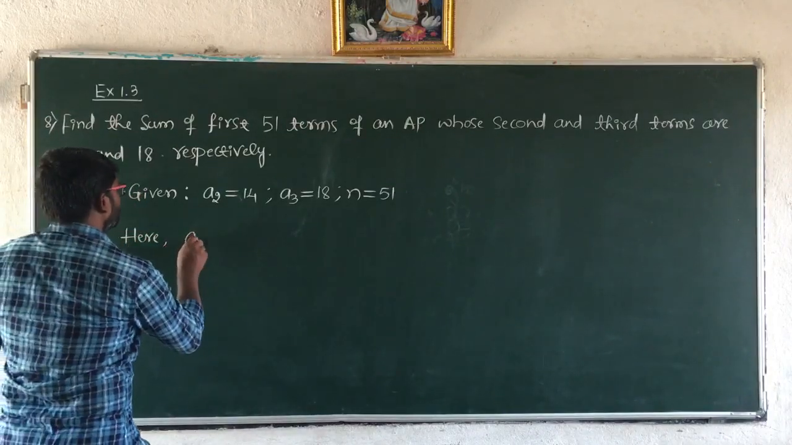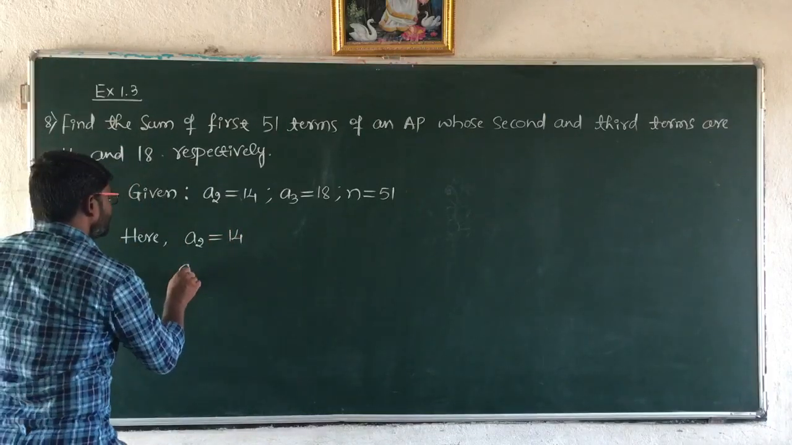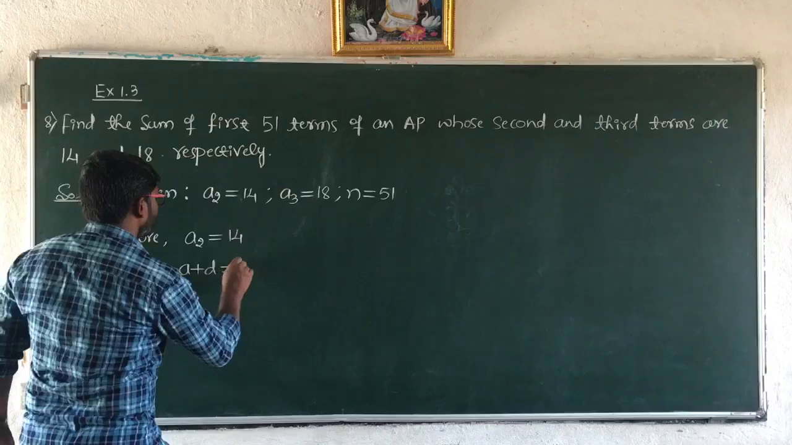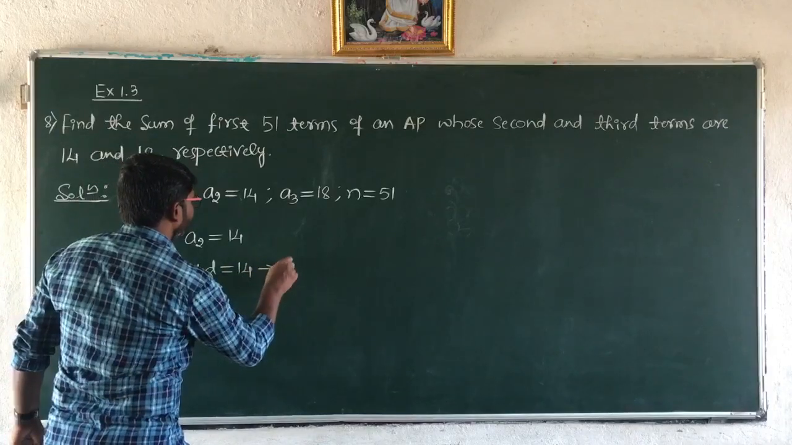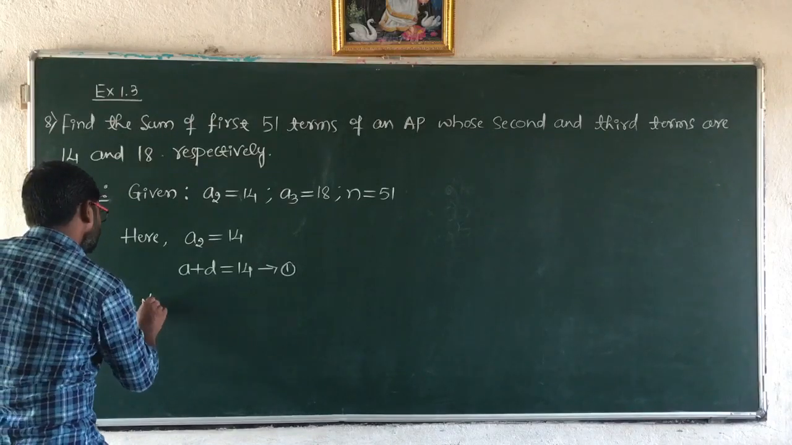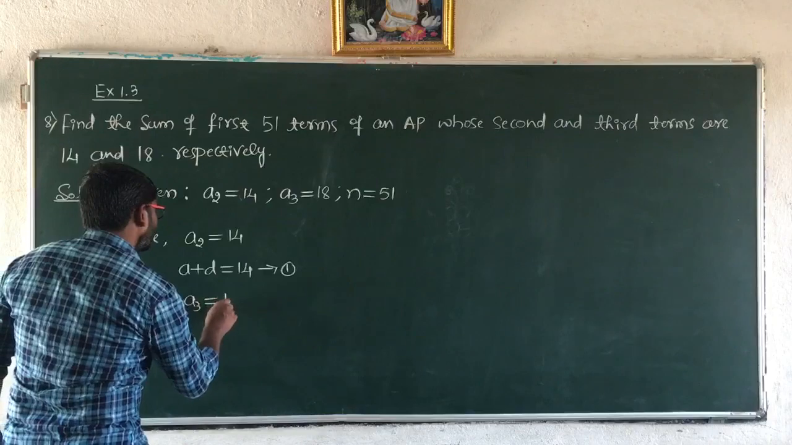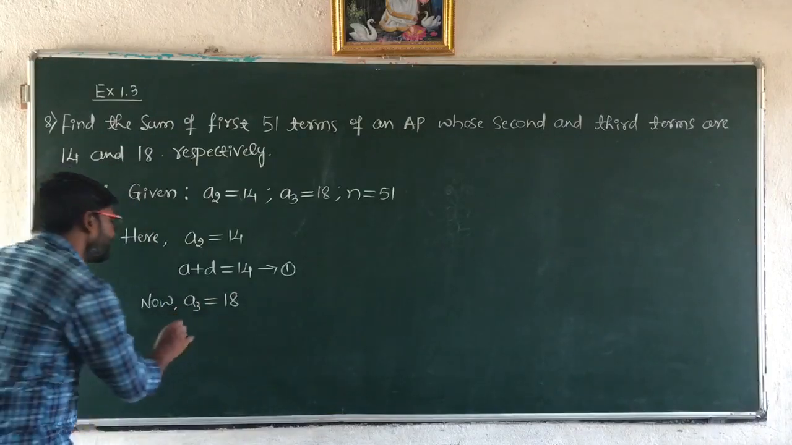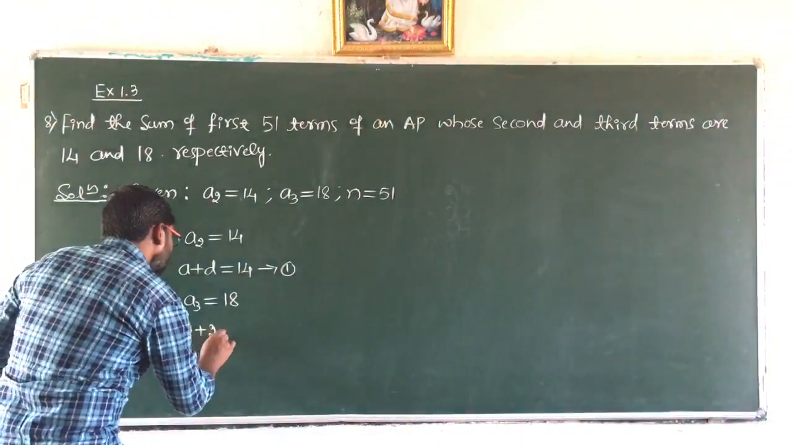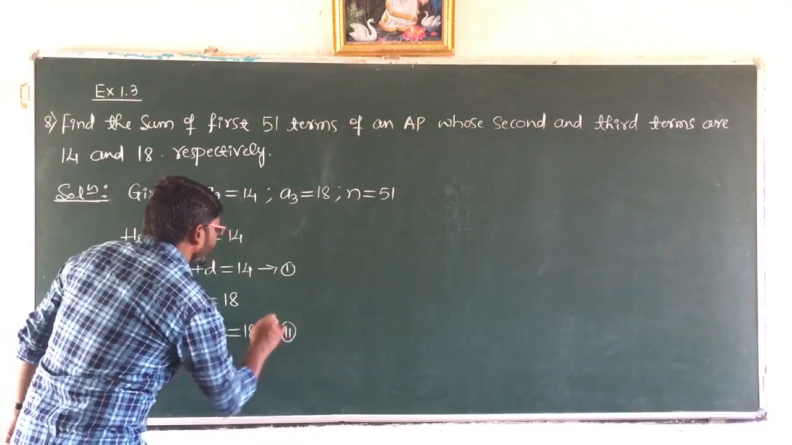So now see here. Here A2 is equal to 14. What is A2? It is A plus D, which is equal to 14. I call this as equation number 1. Now A3 which is equal to 18. What is A3? It is A plus 2D. A plus 2D which is equal to 18. I call this as equation number 2.